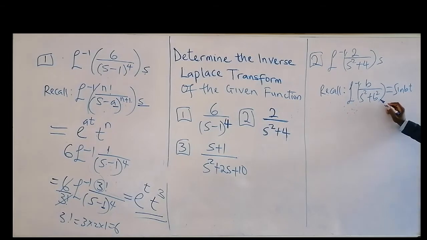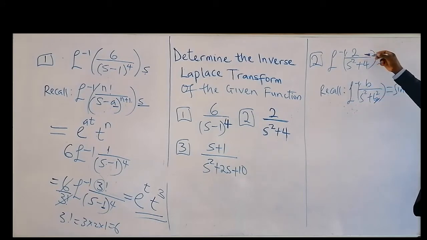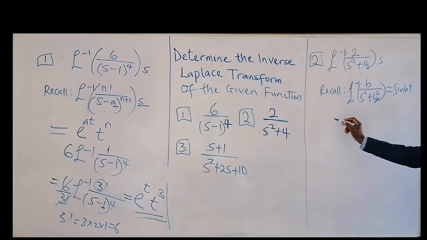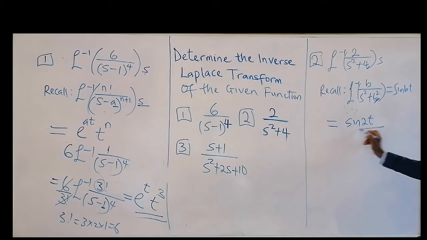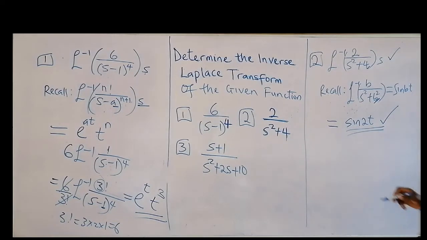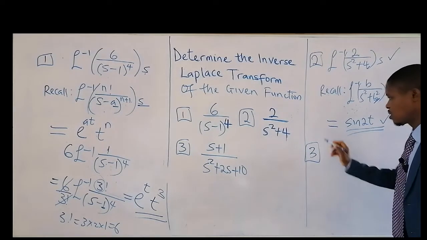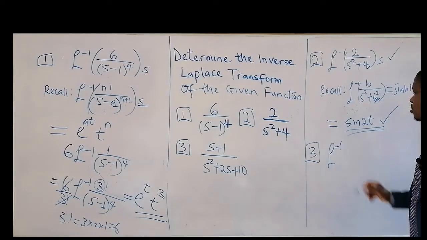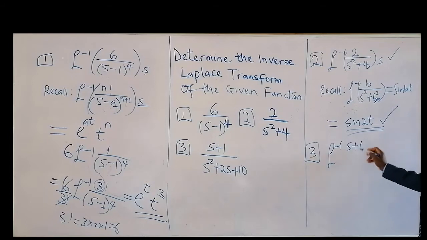For the application of this formula or table, whatever you have here, this is b squared, you must have one of these in this place. And you can see here, this is 2 squared, and then we have a 2 in the numerator in this place. So the final answer will be equal to sine 2t. So we have converted from the x domain to the t domain. Then the third one, we have the inverse Laplace of the function.